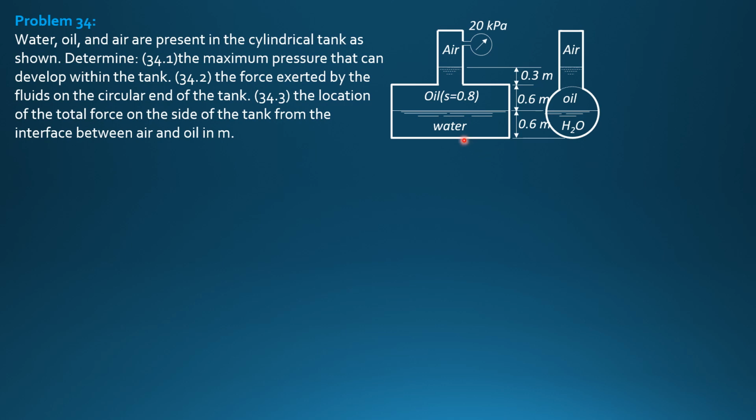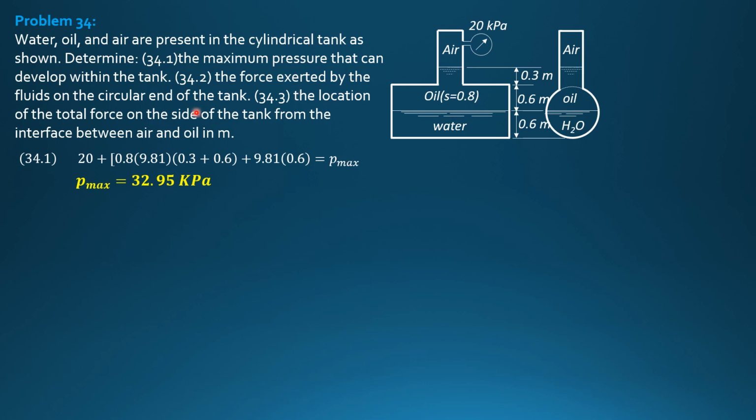For the maximum pressure, it occurs at the bottom. So we sum up pressure from this interface here down to the bottom. So beginning with 20 plus 0.8 times 9.81 times 0.9 or 0.3 plus 0.6, then plus 9.81 times 0.6 equals maximum pressure which occurs at the bottom. So the maximum pressure is equal to 32.95 kilopascals.